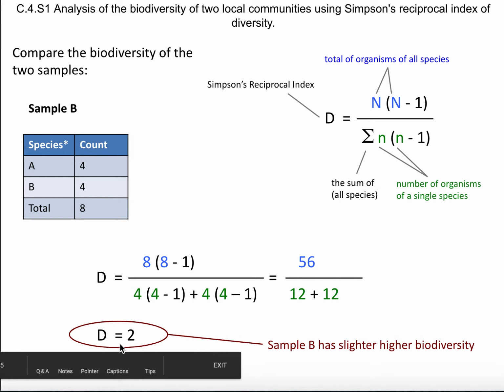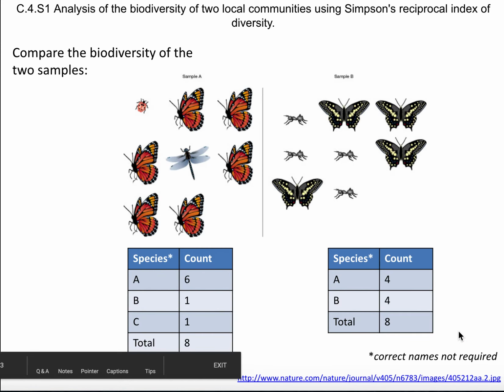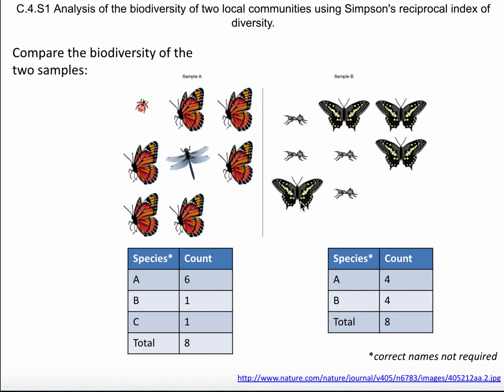Since sample B is a little higher, we would say it has slightly higher biodiversity, which would mean that if we go back to this picture, sample B is a little bit healthier. Probably because it's more even. Remember, species evenness versus species richness. So the evenness must have made it slightly higher, but they both are healthy, technically.